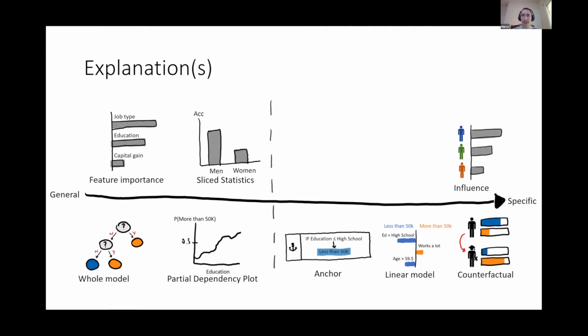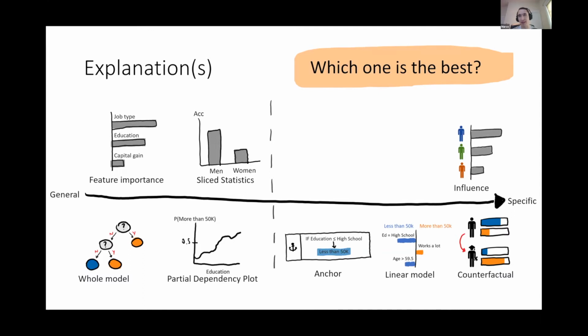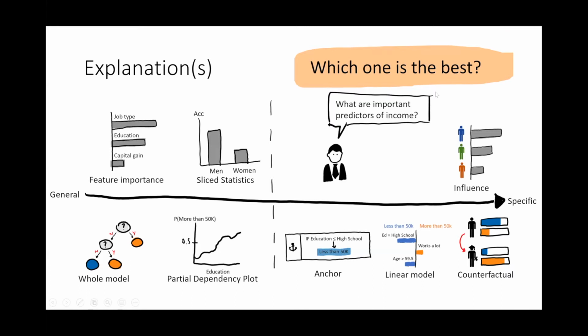Anyway, we have all of these kinds of explanations here. Which one is the best? And if you've been paying attention, you know that the answer is, it really depends on what you're trying to do. If you're, for example, a sociologist and you're trying to figure out what are important predictors of income.